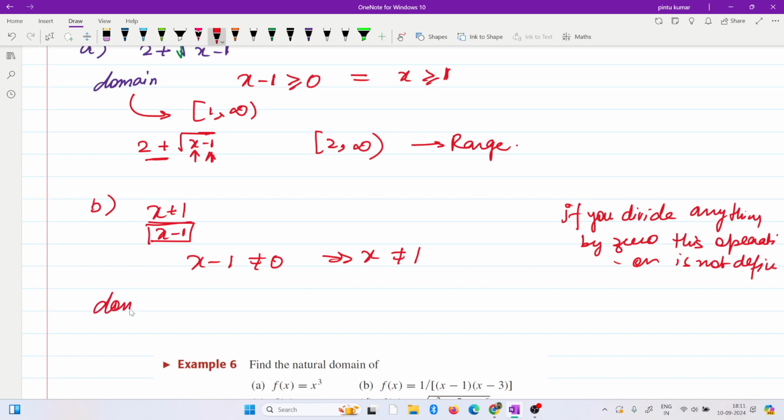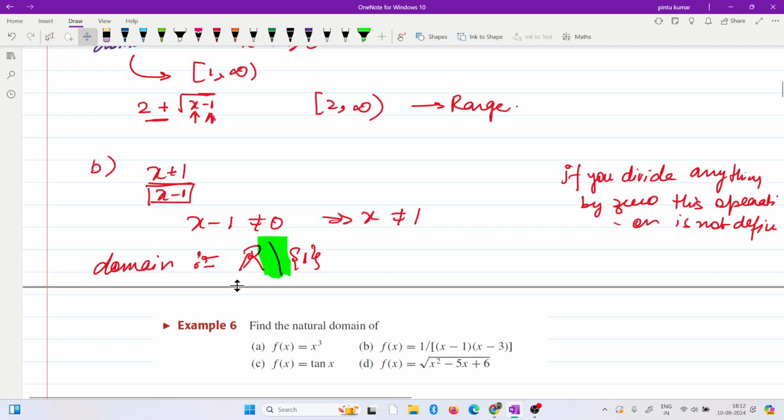So the domain for this particular function is nothing but R minus {1}. This symbol, I think most of you would be familiar. This symbol is set minus. This means you are subtracting this particular element from your set R. Okay. And what is the range of this function?